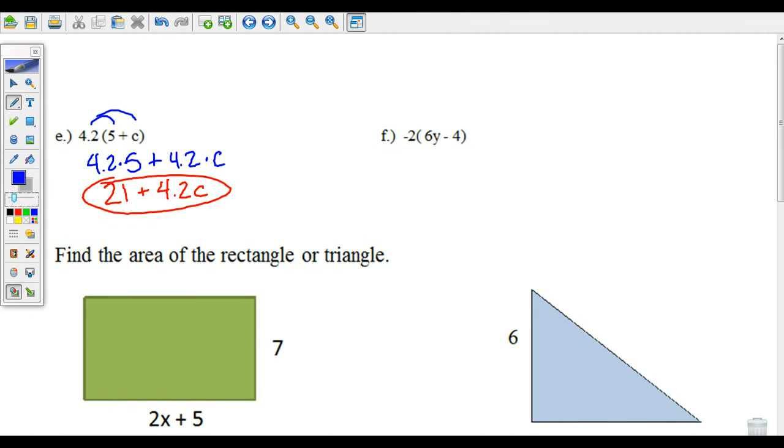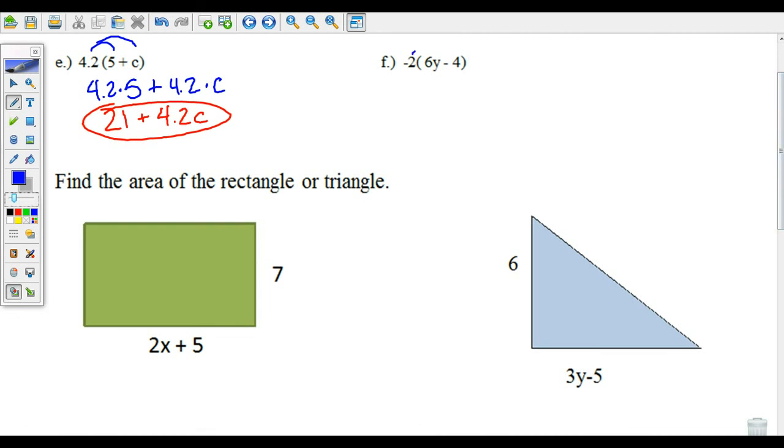All right, part F here. What we have is -2 times 6y. We're going to multiply the numbers there and bring down that minus sign. And then we have -2, we'll do that in a different color, -2 times the 4. Okay, and being very systematic and neat about this is very important. -2 times 6y is -12y. Bring down that minus. -2 times 4 is -8.